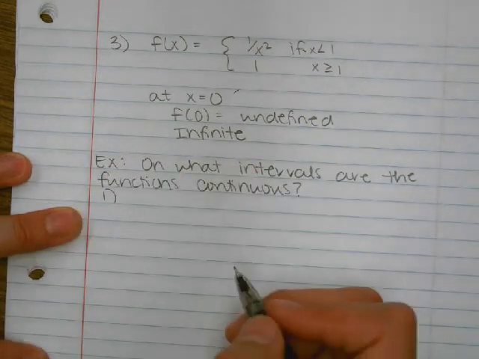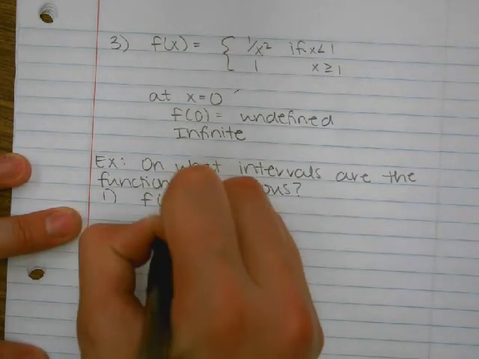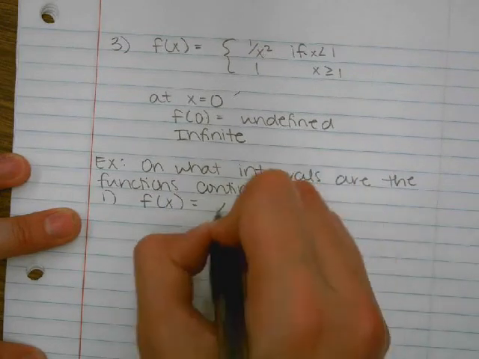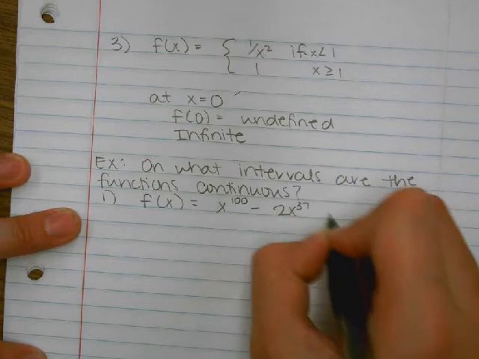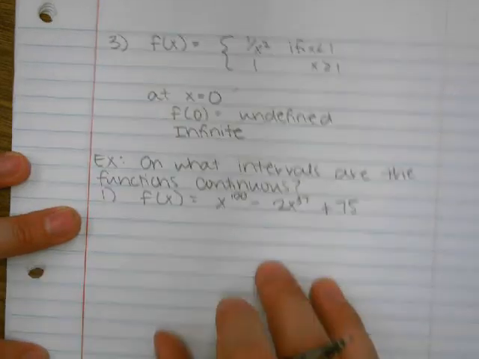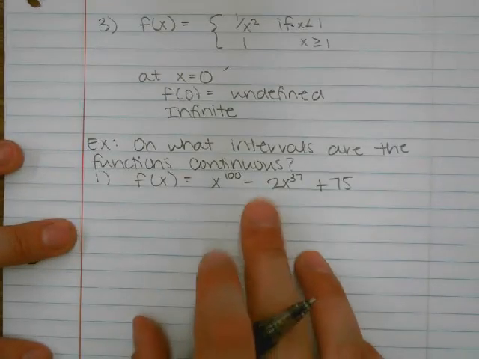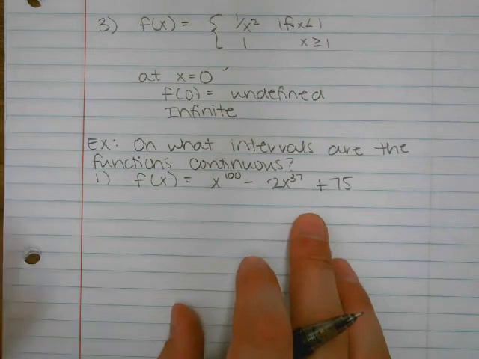So the first one we're going to look at is a polynomial function. We're going to say f of x is x to the 100 minus 2x to the 37th power plus 75. And the point of this one is your calculator can't handle that. Those exponents are way too large.